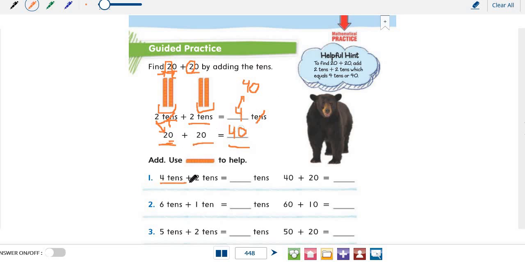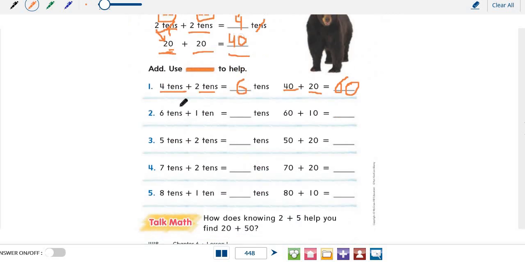Let's solve question number 1. Here we have 4 tens plus 2 tens. 4 tens plus 2 tens equals 6 tens. Now the value of 4 tens is 40 and 2 tens is 20. So 40 plus 20 is 60. Question number 2. 6 tens plus 1 ten equals 7 tens. The value of 7 tens is 70, or 60 plus 10 equals 70.